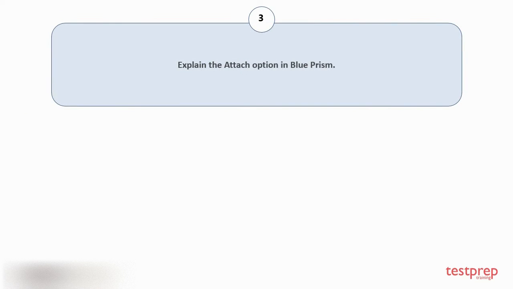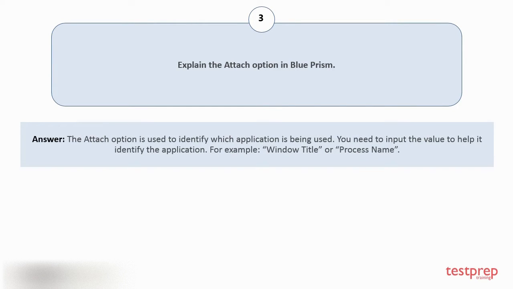Question number 3, explain the attach option in Blue Prism. Your answer is: the attach option is used to identify which application is being used. You need to input the value to help it identify the application, for example, window title or process name.